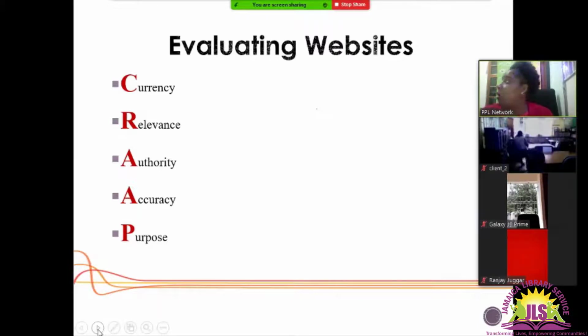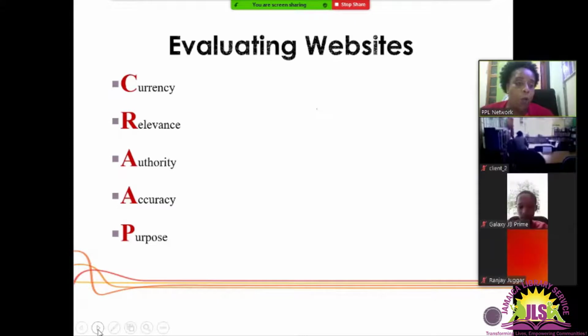Authority. How authoritative is the person who has put out the information? Now, if I am looking for COVID-19 in Jamaica, would I look for something that was put out by the chief medical officer, or would I look for something that was put out by a teacher at a primary school? So the chief medical officer would have authority to put out information on COVID-19 and not the teacher. The teacher would be best suited to put out information about teaching.